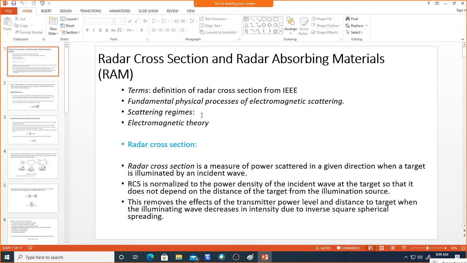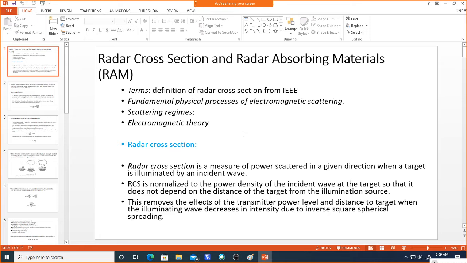So the scattering regimes we need to know, and the basic fundamentals of electromagnetic theory we have to know for finding out the radar cross section, like solving Maxwell's equations, the polarization, and the scattering matrix. Many other parameters are involved in finding out the radar cross section. Okay, so these are some of the basic important things for finding out a target's radar cross section.